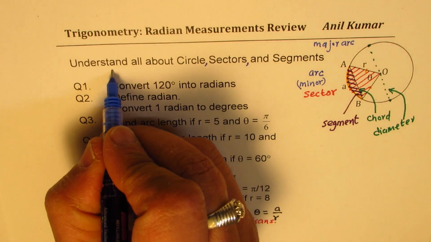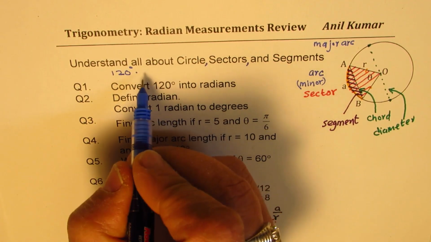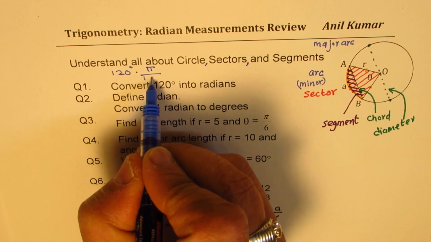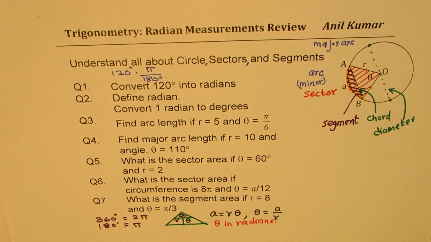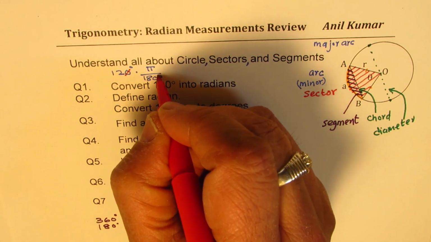We are saying 120 degrees, right? I want radians. So I'll multiply by pi, which is in radians, and divide by 180 degrees. So degree and degree will cancel and you will get your result in radians, right? So that is the whole idea. So it really helps to understand how we could easily do these calculations.